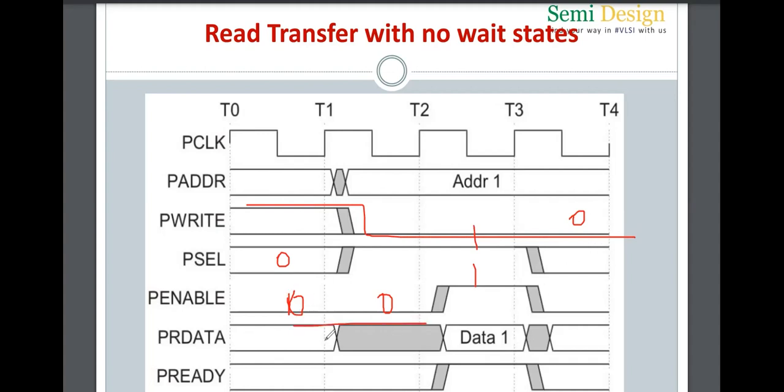From this point only, the write data got the data. Write is doing the write operation, right? From this cycle only. But is this slave ready to accept? No. Here enable is high at this point and also ready is high at this point. Even if you get the data from here, the slave is not ready to accept. So the data will be taken at this cycle, the third cycle.